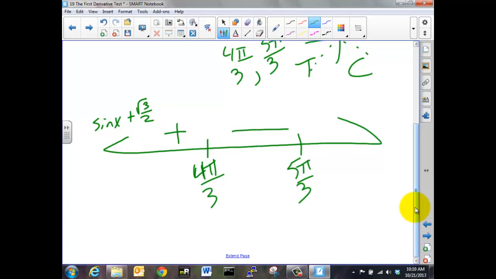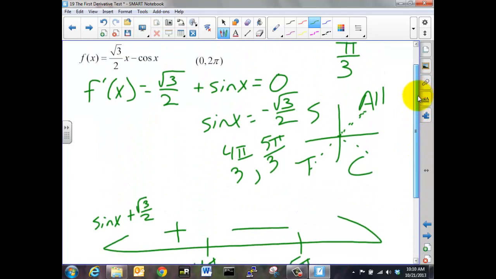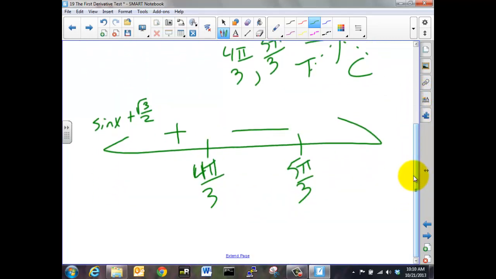What's bigger than 5 pi over 3? 2 pi. Can we use 2 pi? No, it's bigger than 2 pi. 7 pi over 4 is 1 and 3/4, and this is 1 and 2/3. Yeah, 7 pi over 4 would work. What's the sine of 7 pi over 4? It ends with a 4, so it's root 2 over 2.